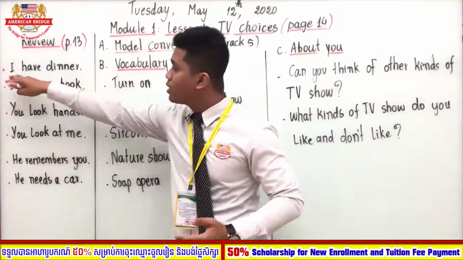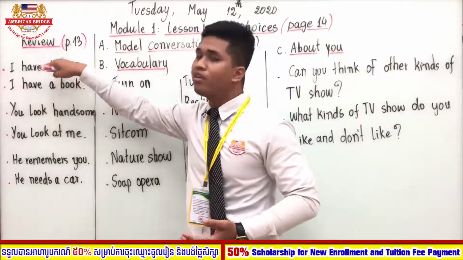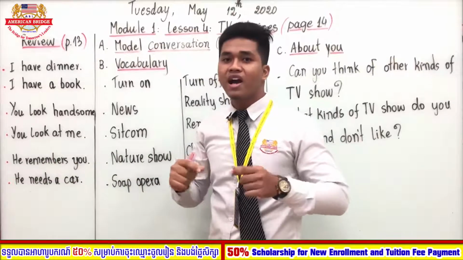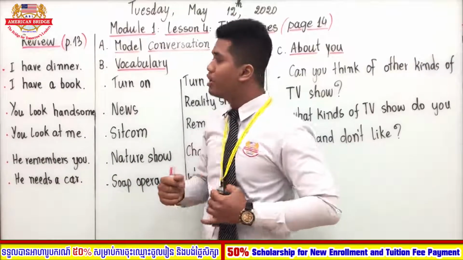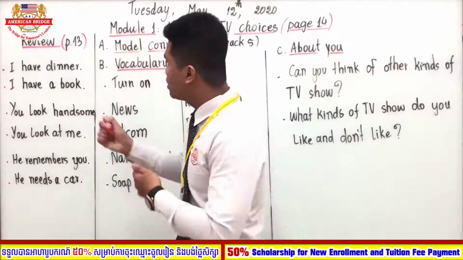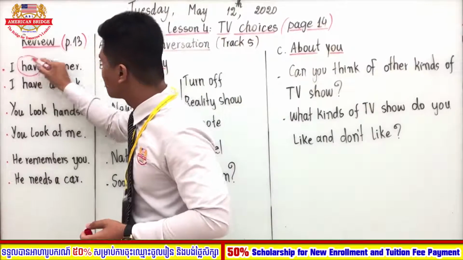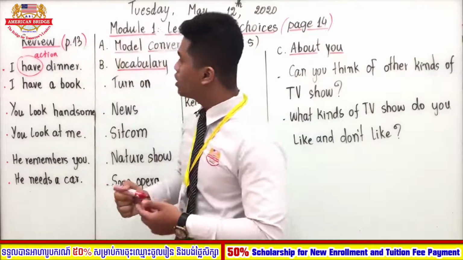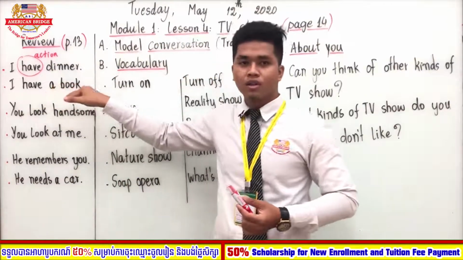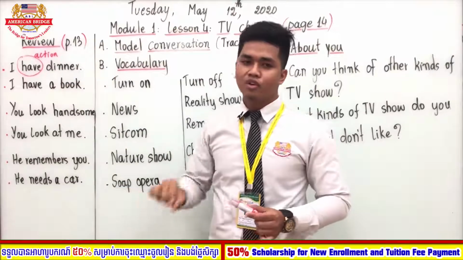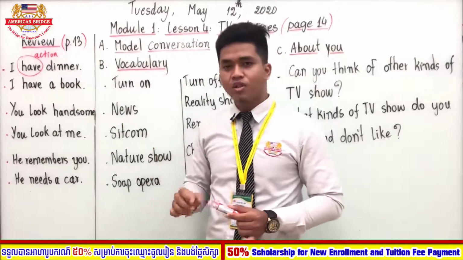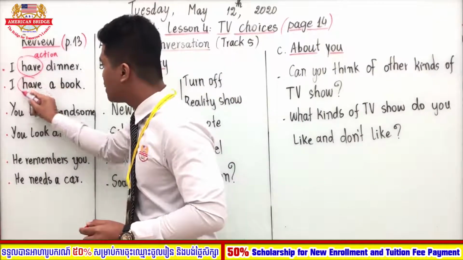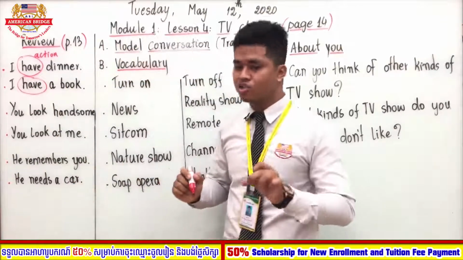Number one here, the first exercise, I have dinner. So I have dinner here generally refers to the verb I eat dinner. So here the verb have is action verb. Very good. And here, I have a book. So I have a book here refers to possession, which is a stative verb. It doesn't express any action.